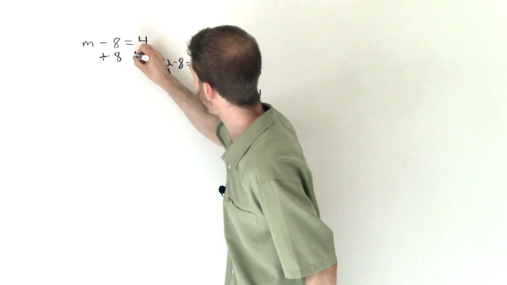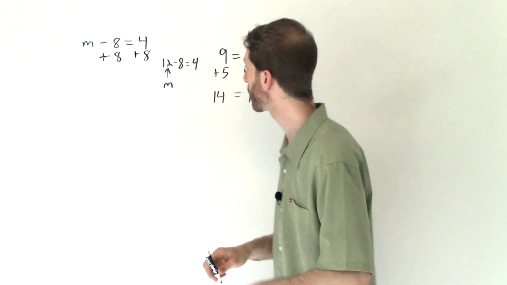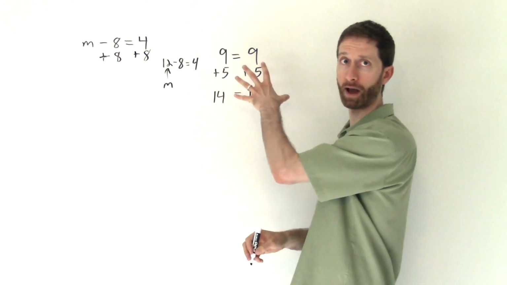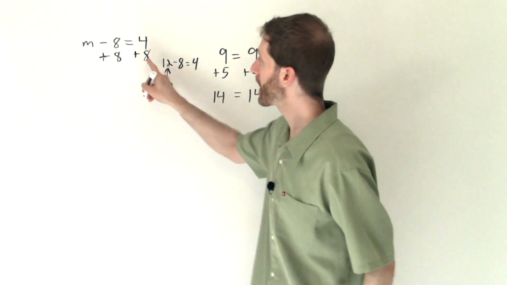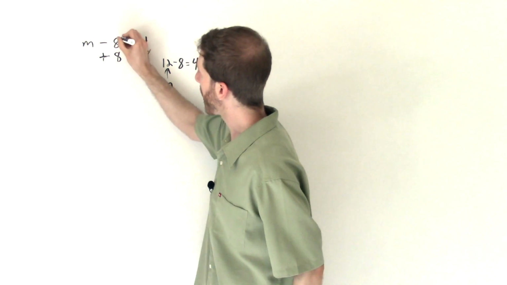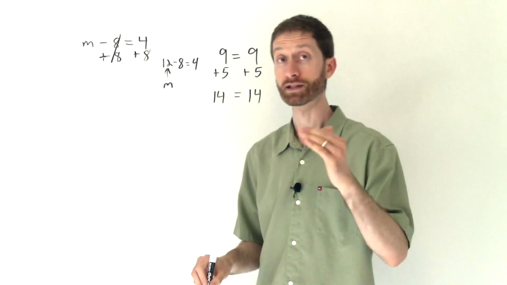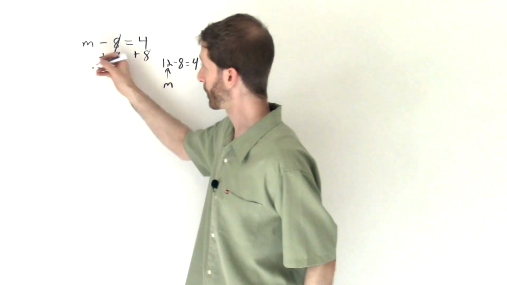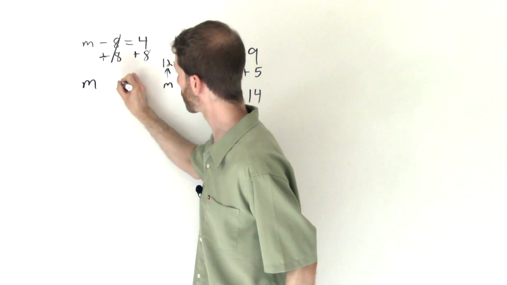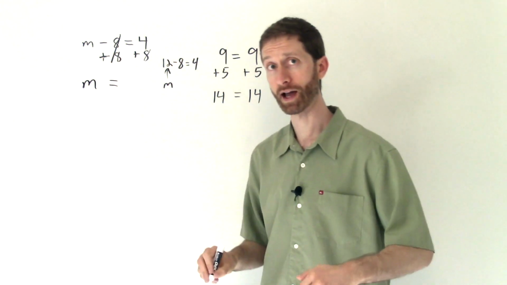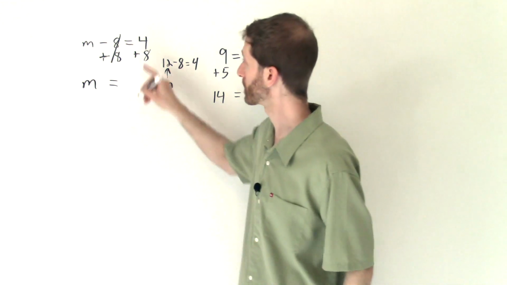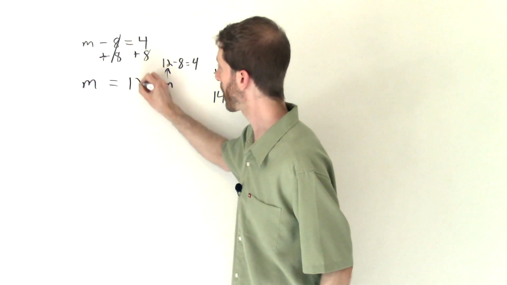So whatever I do to the one side of the equation, I have to do to the other, which is exactly what we were talking about over here. So if I add 8 to both sides, let's see what happens. The minus 8 and the plus 8 zero out. We're left with m on the left side of the equation, and on the right side will be the result of doing 4 plus 8. 4 plus 8 is 12.